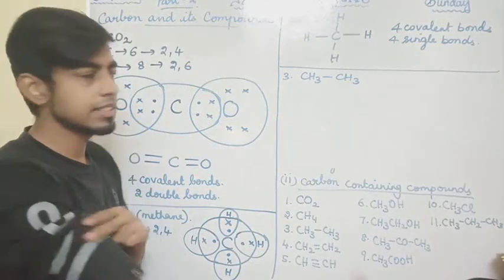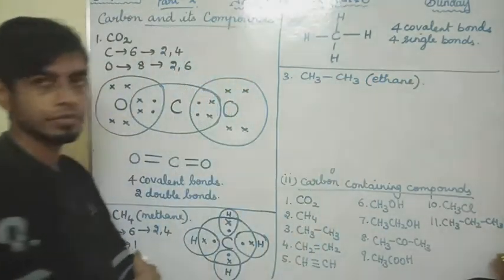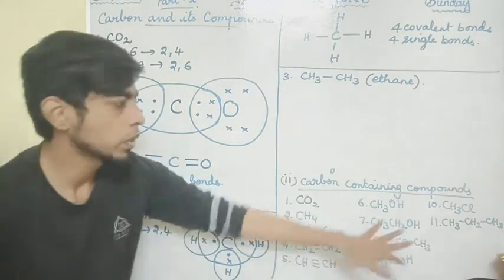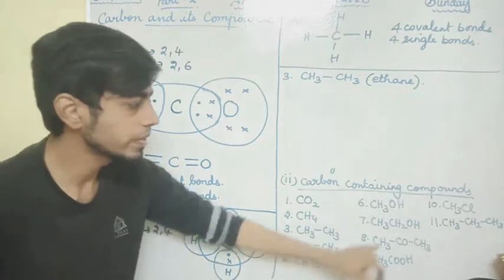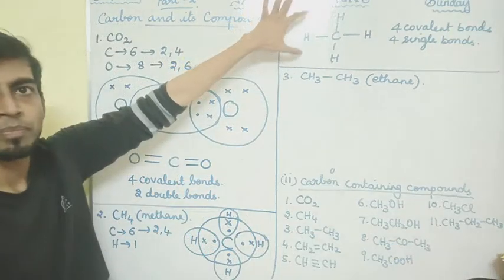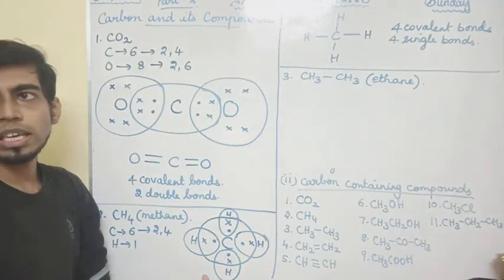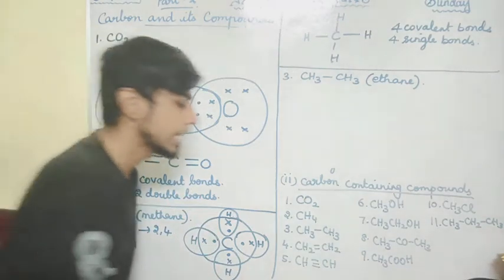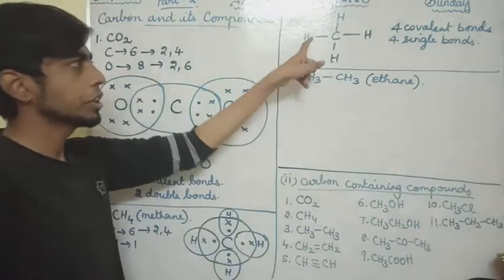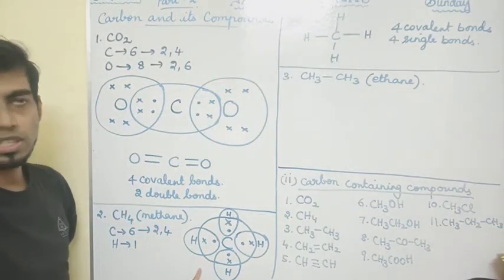CH3 single bond CH3, it is called ethane. Okay, so for higher compounds, higher compounds meaning the compounds which have more carbon atoms, first we will draw this structure. If you draw this structure, then you will get an idea how to draw the electron dot structure. So first what are we going to draw? We are going to draw this structure.